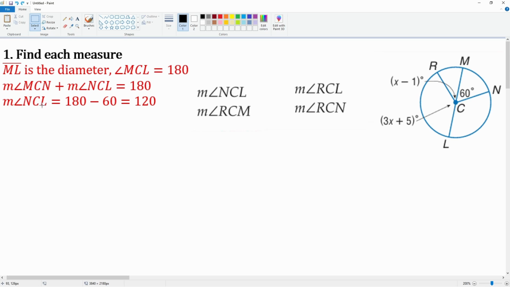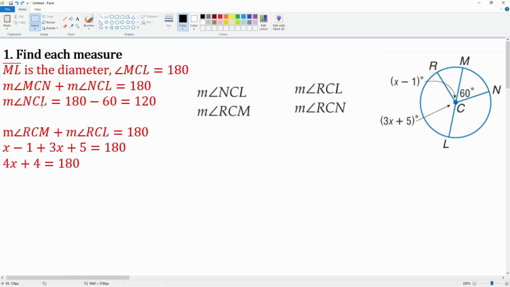Next, to find the other pieces, you have to solve for x first. And again, there are two angles that add up to make 180, RCM and RCL. You plug in the expression x minus 1 for RCM and 3x plus 5 for RCL. Combine like terms, solve, and you get x is equal to 44.